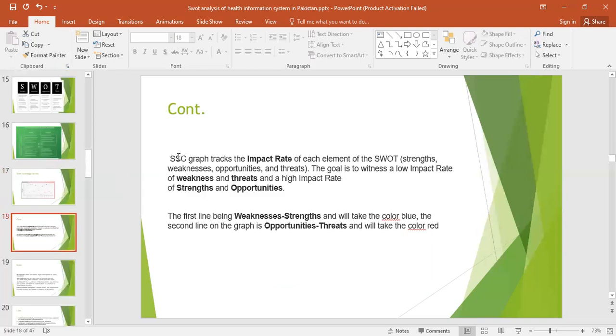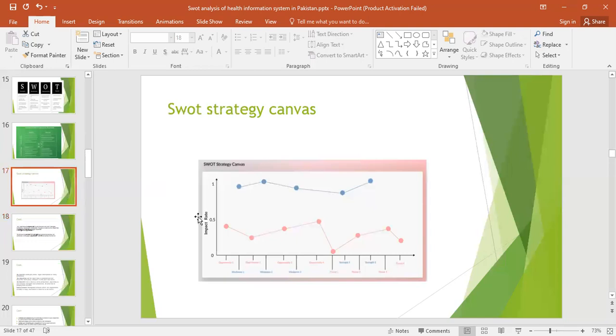The SSC graph, the SWOT strategy canvas graph, tracks the impact rate of each element of SWOT: strength, weakness, opportunities, and threat. The goal is to witness a low impact rate of weakness and threat and a high impact rate of strength and opportunities. The first line shows weakness and strength and takes the color blue, and the second line on the graph is opportunities and threat, and it takes the color red. You can also see these two colors in the graph.